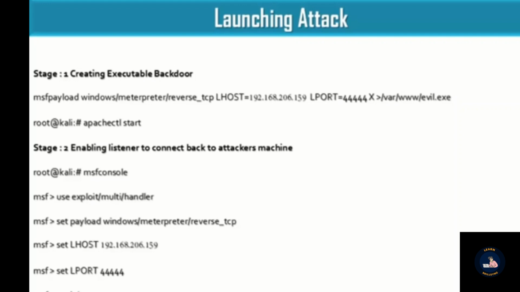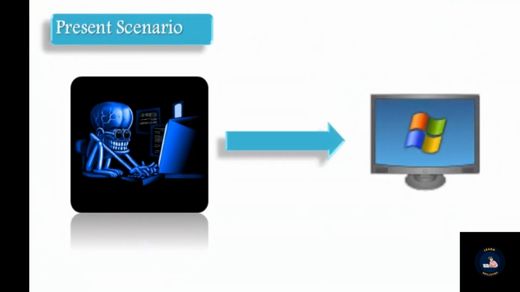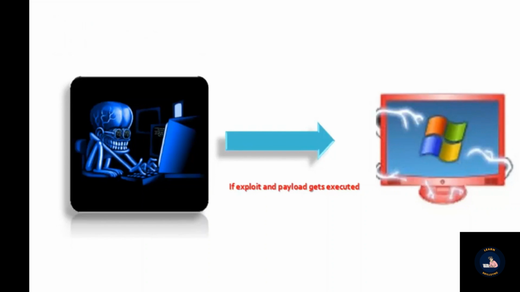For this, he will be using the multi-handler exploit, and he will be assigning the same settings, that is the payload settings, LHOST settings, and the LPORT settings, which he used for creating the backdoor. So this is the scenario. The attacker is trying to compromise this particular XP box. If the payload and exploit get executed successfully, the machine will be in the attacker's control. Now let us discuss the core commands, and even before that, let us start exploiting the machine.